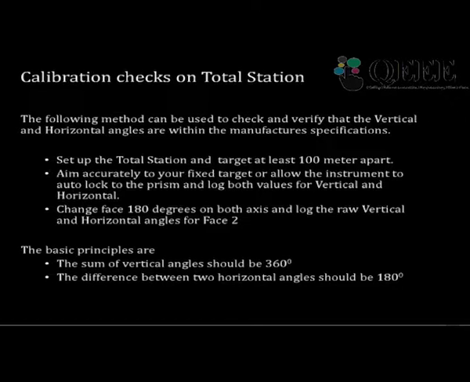Now we have all the values, and with simple mathematics using basic principles, this criteria should be satisfied. The sum of the vertical angles should be 360 degrees and the difference between the two horizontal angles should be 180 degrees. If it is exactly so, your instrument is working within the manufacturer specifications. If not, it is out of calibration, so one has to calibrate the instrument. Otherwise all your angle measurements will go wrong, as well as the distance measurements.